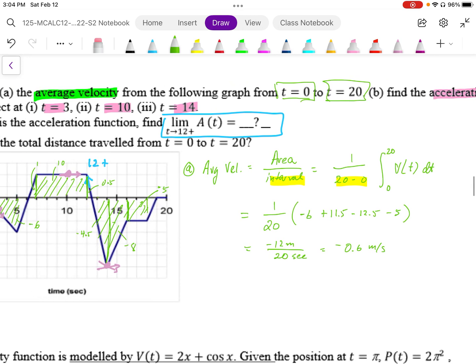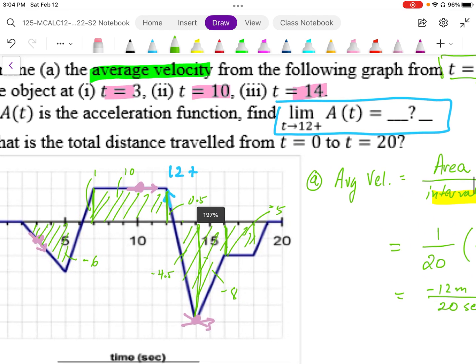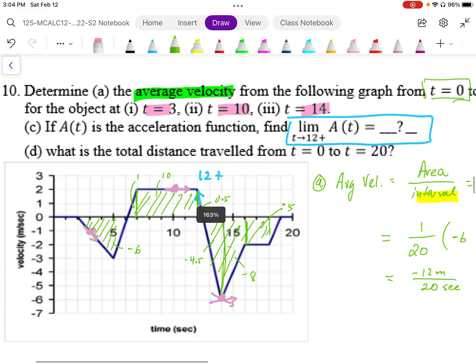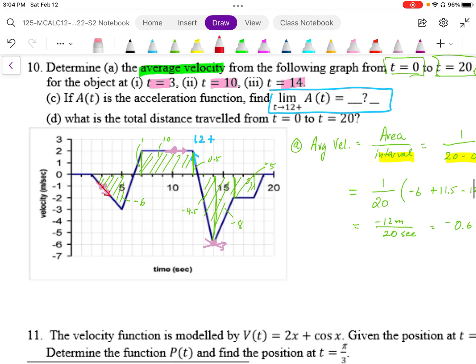Part B says, find the acceleration for the object for the different time values. So acceleration is slope. The slope of the velocity function is going to be the acceleration. So basically what we're being asked is to find the slope when t is 3. We can see that the slope there is going to be negative 1. So for part B, at t equals 3, the value is going to be the slope, and that's going to be negative 1 meter per second squared.